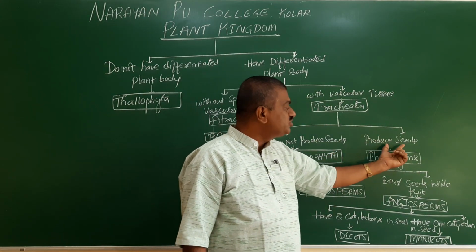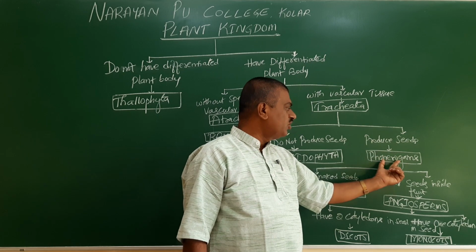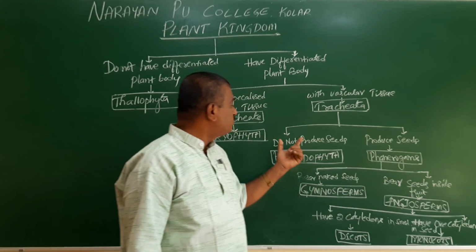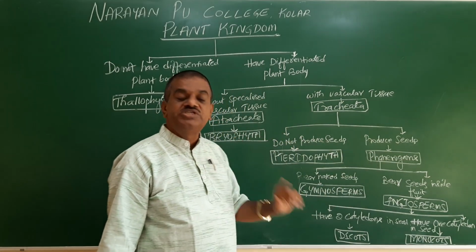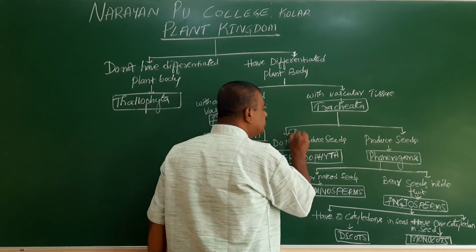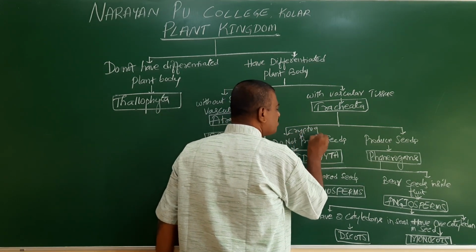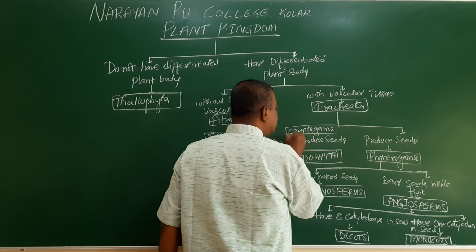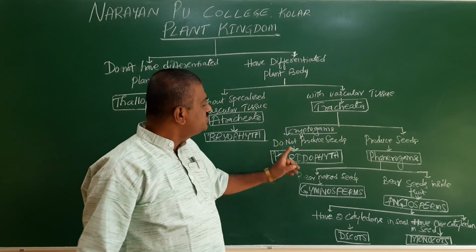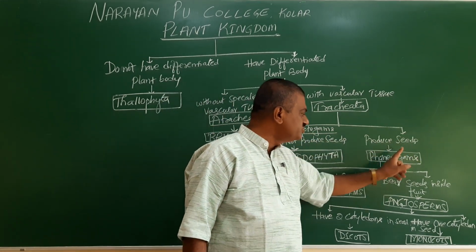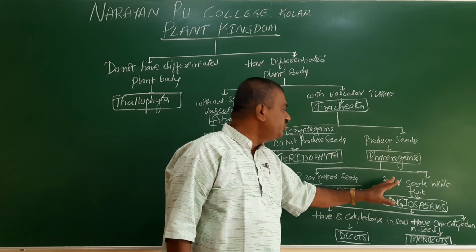So the plants which produce seeds are called phanerogams. The plants which do not produce seeds are called cryptogams. They do not produce seeds, cryptogams, whereas those producing seeds are called phanerogams.